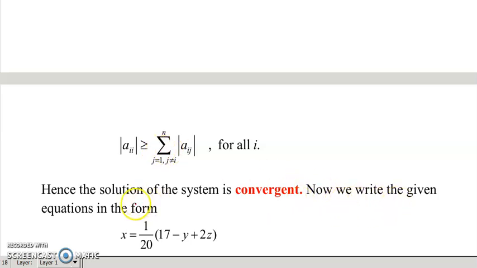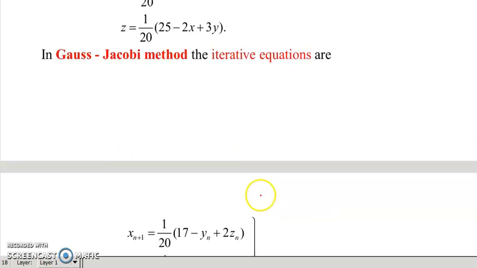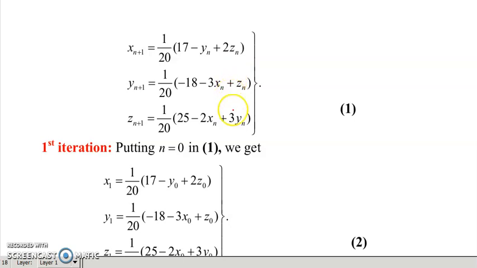Now we write the given equations in simple form. First we calculate x from the first equation, y from the second, and z from the third, and then we write the iterative equation. So this is the iterative equation, and the initial approximation is given as 0 0 0. We assume this is equation number one. For the first iteration we put n equals 0, and we put x0 equals 0, y0 equals 0, and z0 equals 0.